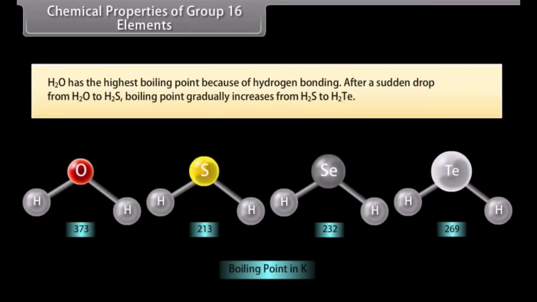H2O has the highest boiling point because of hydrogen bonding. After a sudden drop from H2O to H2S, the boiling point gradually increases from H2S to H2Te because of increase of molecular mass and hence van der Waals forces.